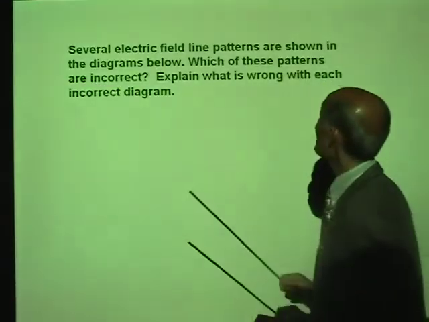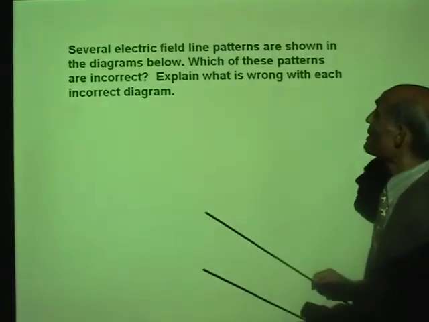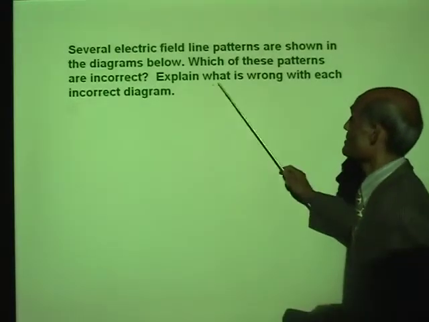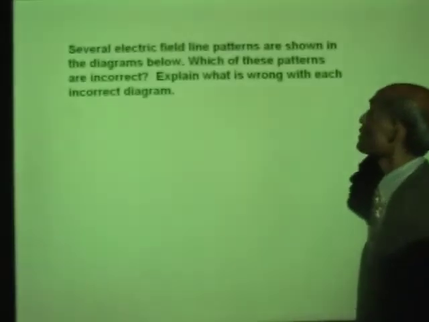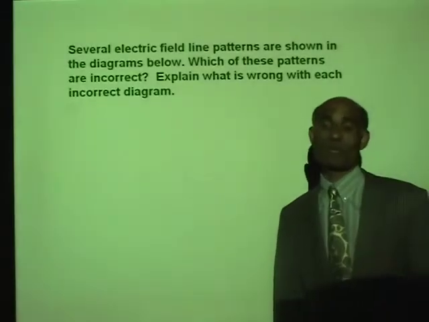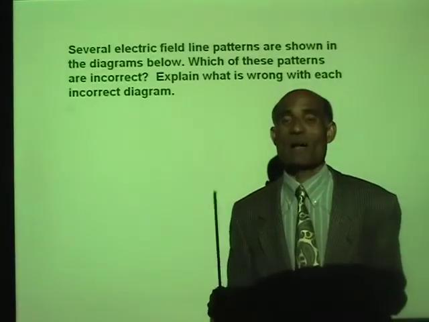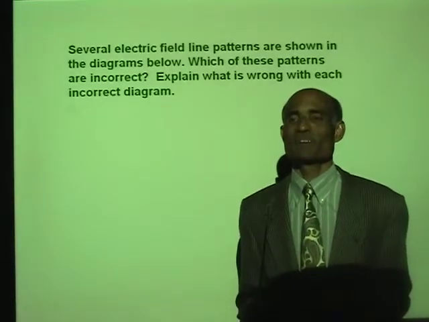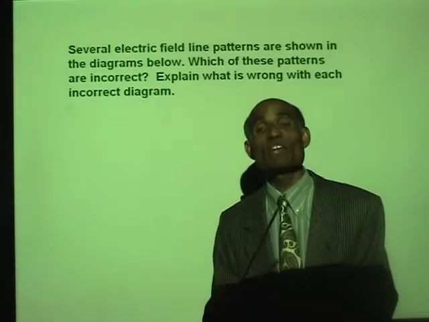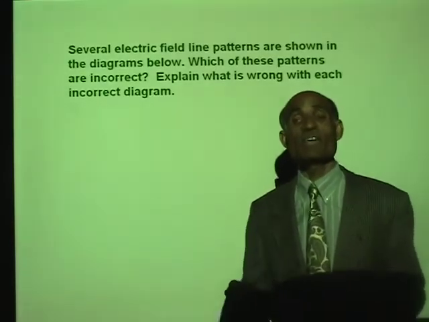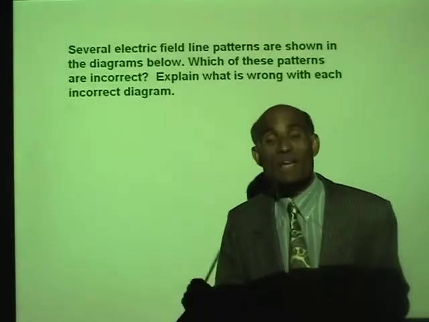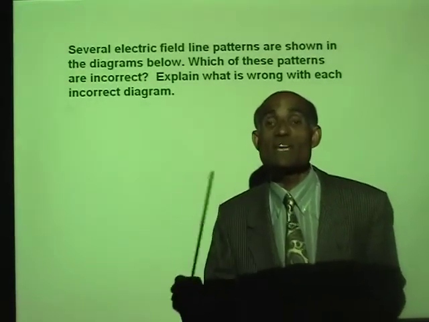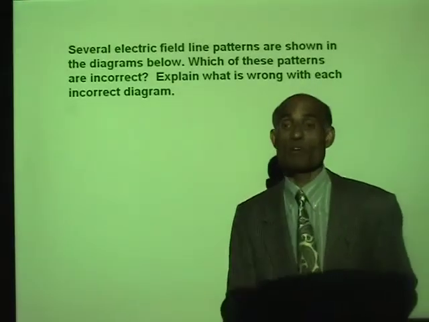Several field line patterns are shown in the diagrams below. Which of these patterns is incorrect? Explain what is wrong with each incorrect diagram. Now, I'm not going to talk about it. I'm going to show them to you. I want you to look at each of them and then tell me if the field lines are drawn correctly. If they are not, you've got to say why it is wrong. And you've got to make it out into a Word document and email it to me. Alright? I will be looking for that.